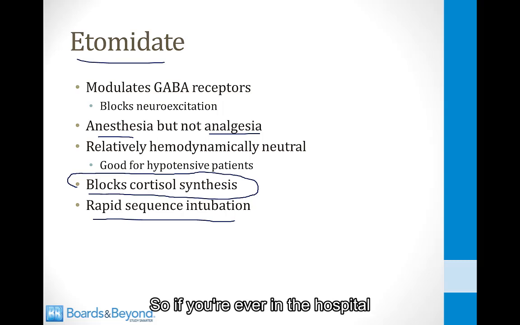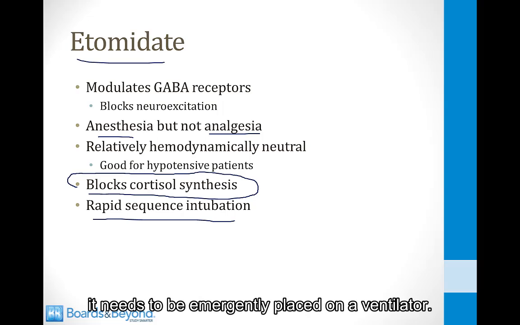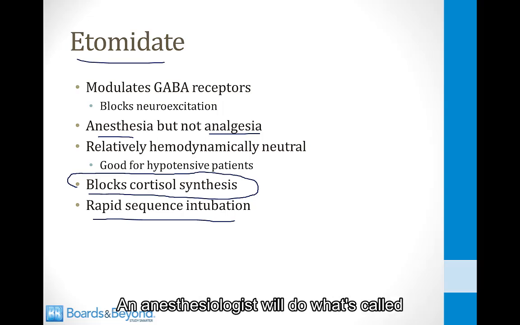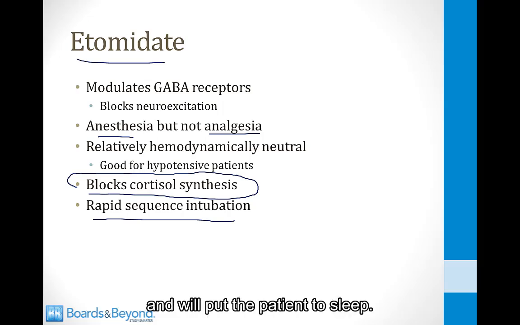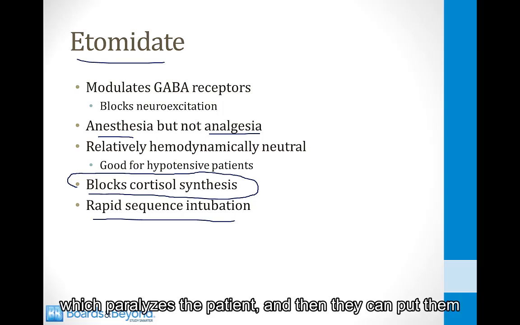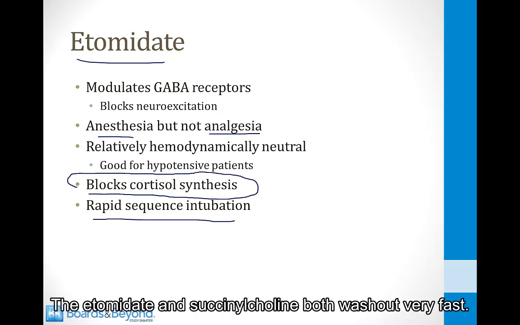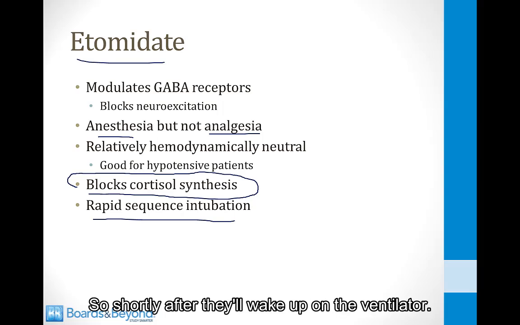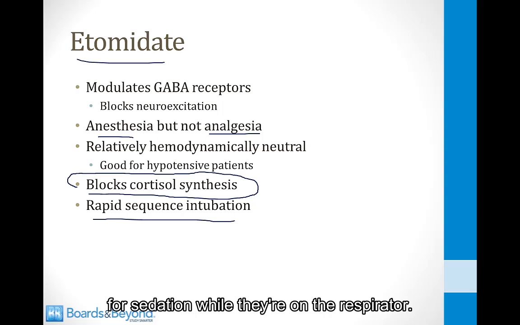So if you're ever in the hospital and a patient's in severe respiratory distress and needs to be emergently placed on a ventilator, an anesthesiologist will do what's called rapid sequence intubation. They'll administer etomidate because it's got a very quick onset of anesthesia and it will put the patient to sleep. They'll usually also give succinylcholine, which paralyzes the patient, and then they can put them on a breathing tube very quickly. The etomidate and succinylcholine both wash out very fast, so shortly thereafter they'll wake up on the ventilator and then they're given an IV drug for sedation while they're on the respirator. And that's called rapid sequence intubation.